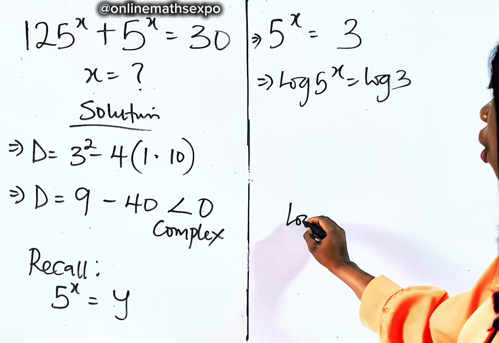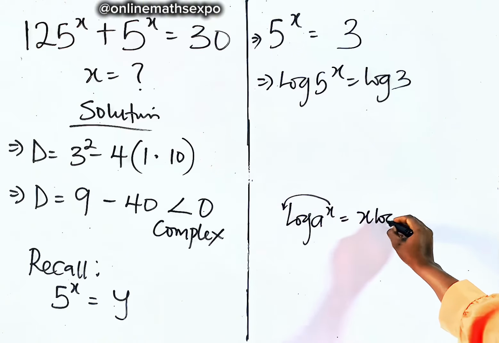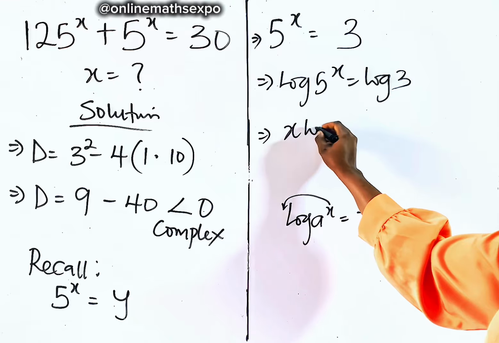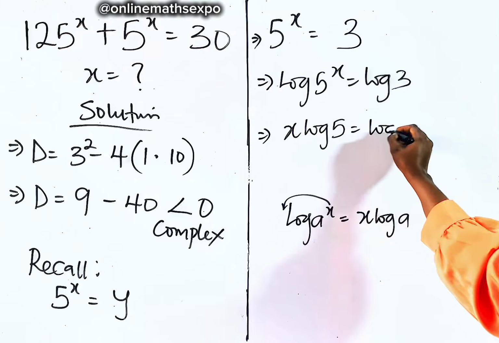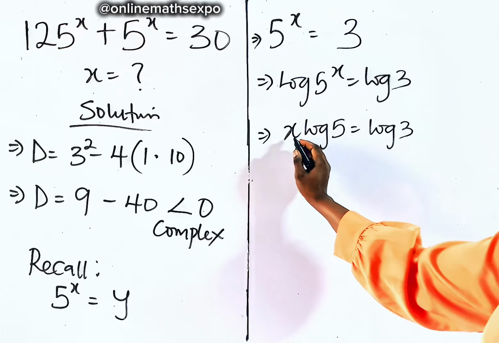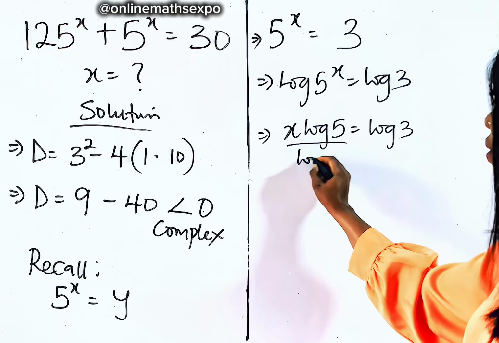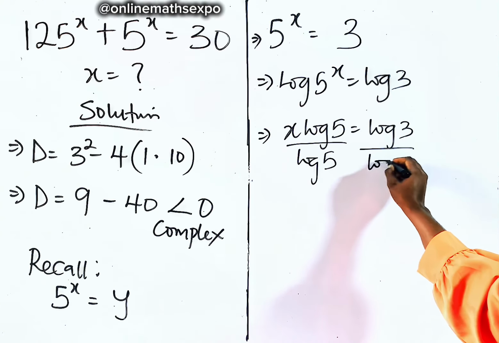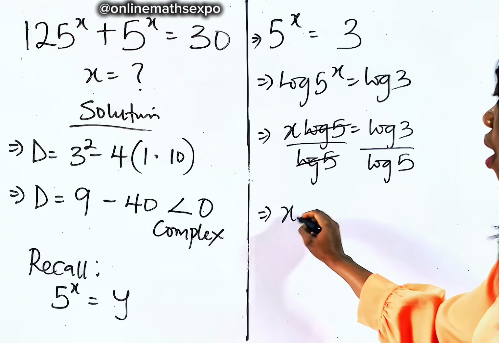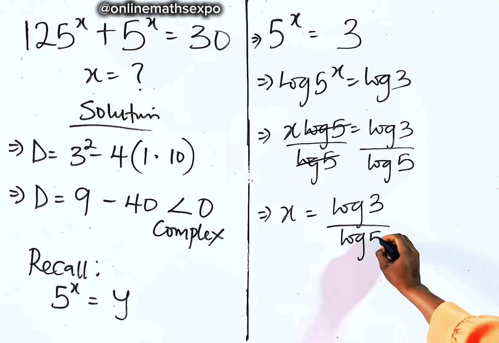Remember, for every log of a to the power of x, the power multiplies. It gives you x log a. So this will give us, this multiplies, we have x log 5 is equal to log of 3. Now, what do you do at this point? To get your x, you need to remove this. And because they're both multiplying, divide both sides by log 5. So we divide by log 5. This will take off this. And if you do that, x gives you log of 3 divided by log of 5.